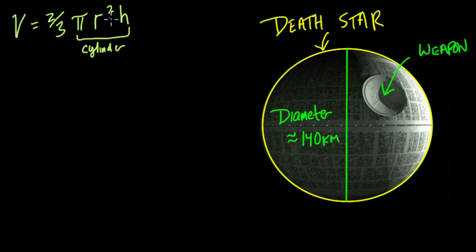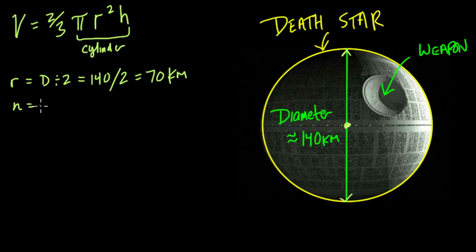So we know that the diameter is 140 kilometers, and the radius is always equal to the diameter divided by 2. It's half the diameter. So our radius here is 140 kilometers divided by 2. 140 divided by 2, and that's 70 kilometers. And a sphere is interesting because in many ways it's like a 3D circle, and that means that the diameter is also the height. This diameter right here is the height of your sphere. So in our formula, h is equal to d. It's equal to our diameter, and that equals 140 kilometers.